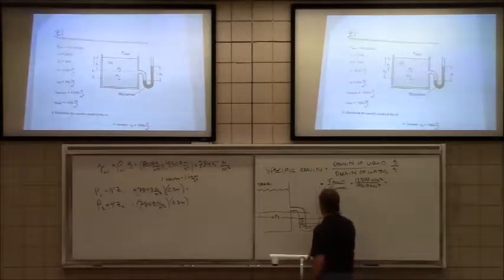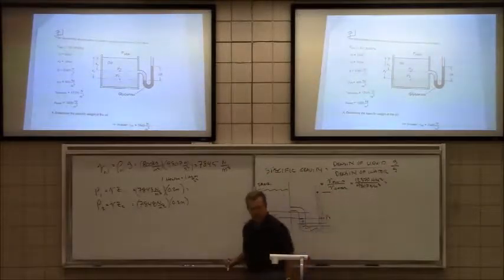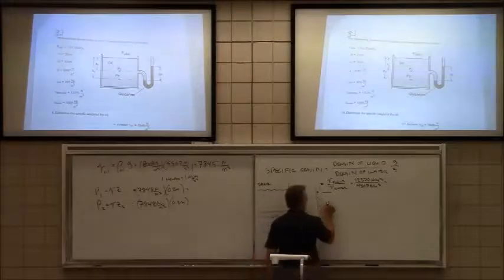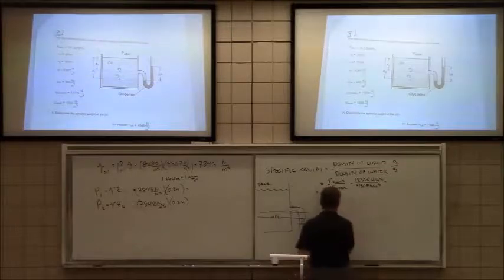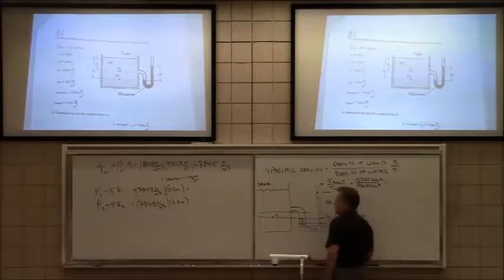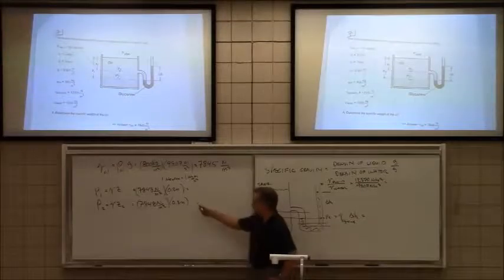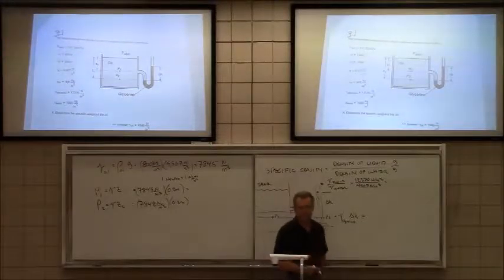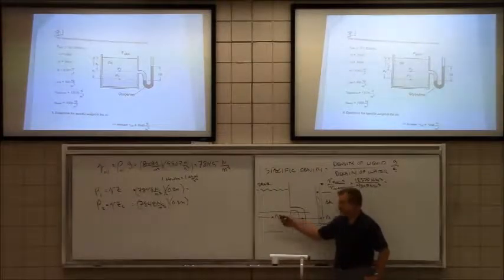So this is P2. This P2 is at the bottom of a fluid column of some height delta H. So P2 is going to be the specific weight of the glycerin times delta H, which is the same as the P2 value was here. So what was P2 here? This value here. It was what?